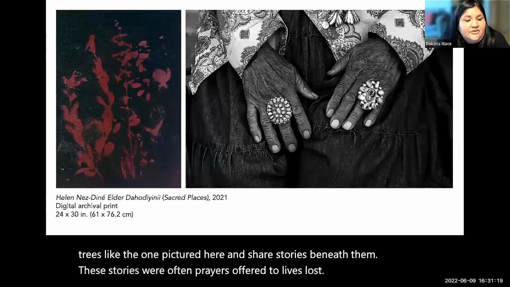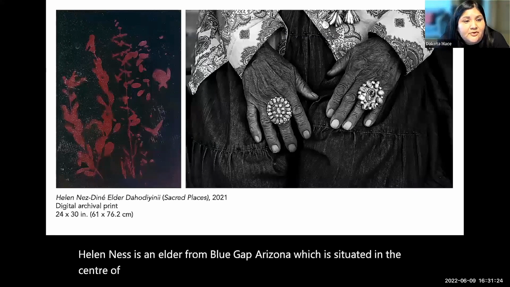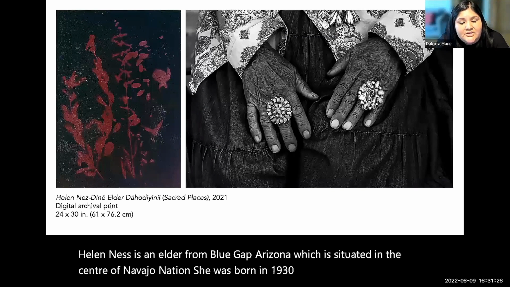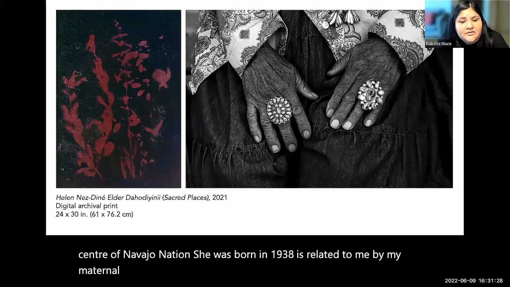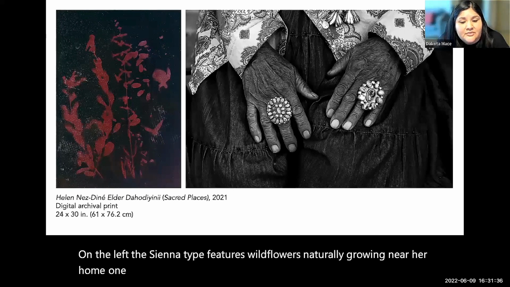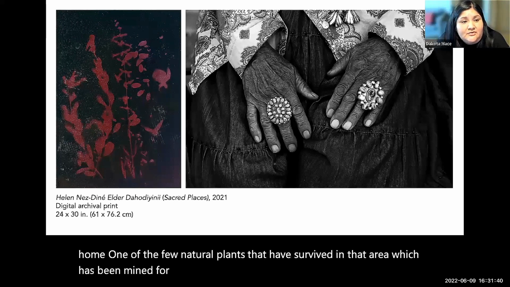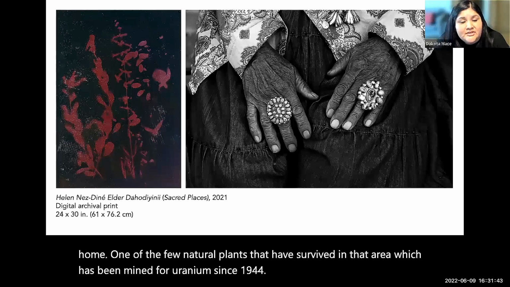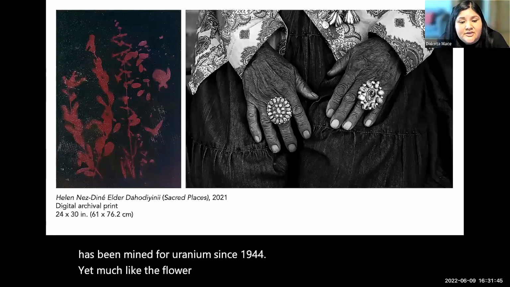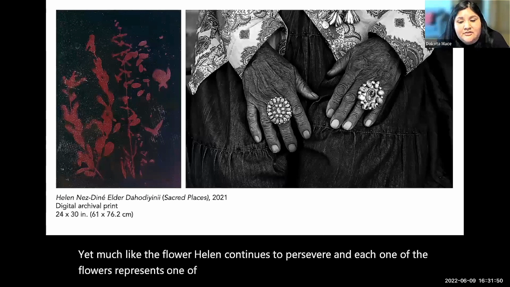Helen Nez is an elder from Blue Gap, Arizona, which is situated in the center of Navajo Nation. She was born in 1938 and is related to me by my maternal clan, Red House. On the left, the cyanotype features wildflowers naturally growing near her home, one of the few natural plants that have survived in that area, which has been mined for uranium since 1944. Yet much like the flower, Helen continues to persevere, and each one of the flowers represents one of Helen's 11 children who died from exposure to uranium.